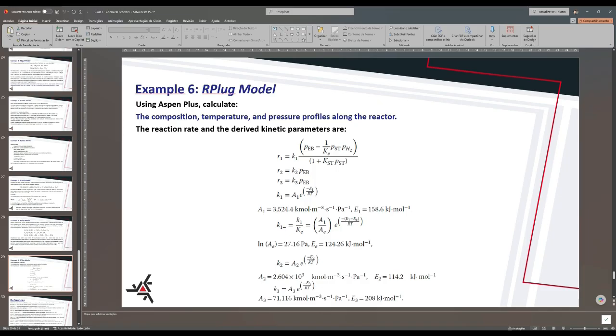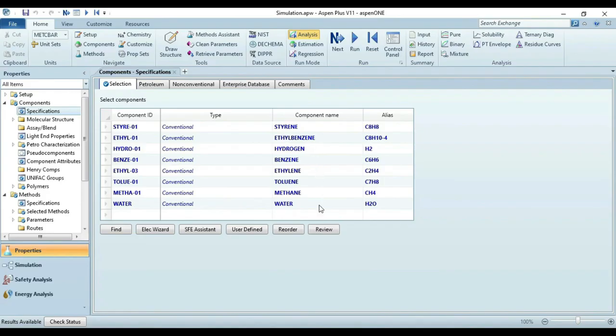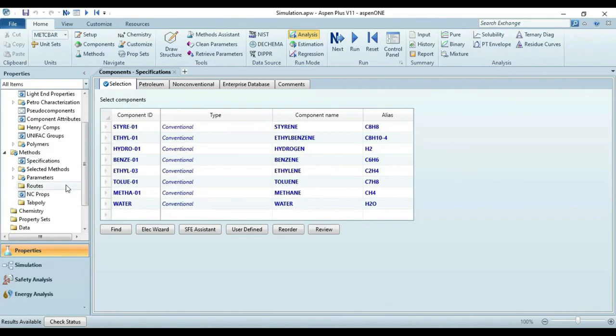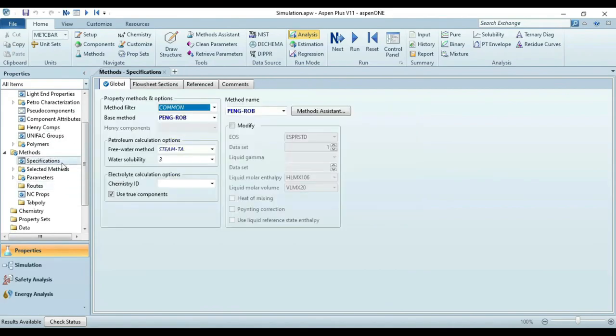So let's go there. Let's first define our components. I have already defined all the components that will be used in our system: styrene, ethylbenzene, hydrogen, benzene, ethylene, toluene, water, and methane. For the property methods of the compounds, let's define Peng-Robinson. This is the method that we'll be using in our simulation.